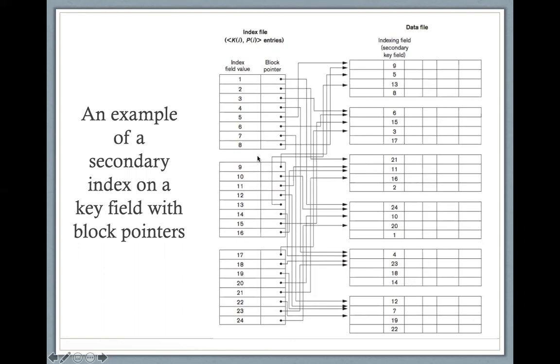So I can do binary search on the index. The index size is much smaller, so I'll read fewer blocks. And also, once I have the value, all I have to do is follow the pointer to get to the record. Here I have 13. I'll follow this pointer to get to this block. Yeah, so it's much faster than doing a linear search on the table.